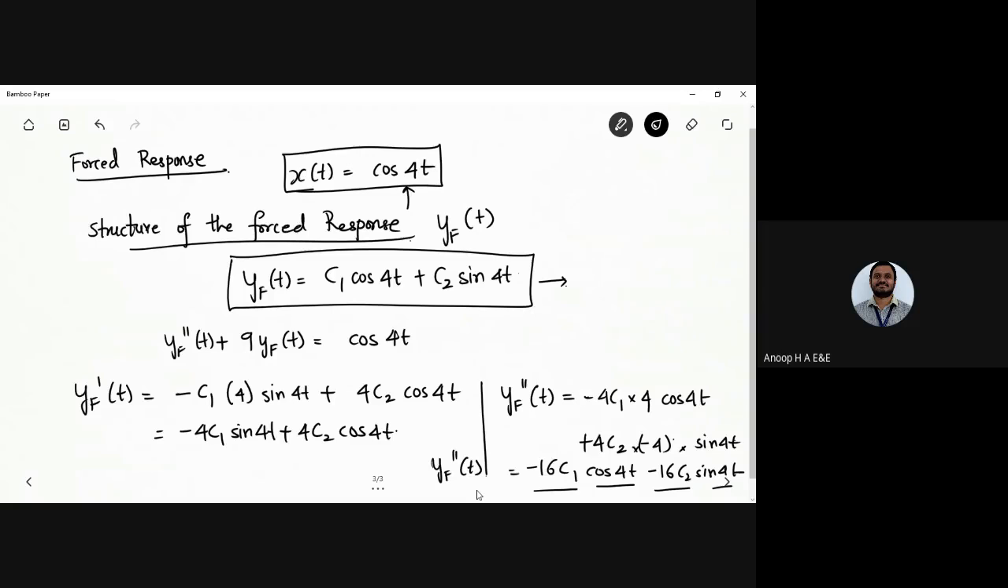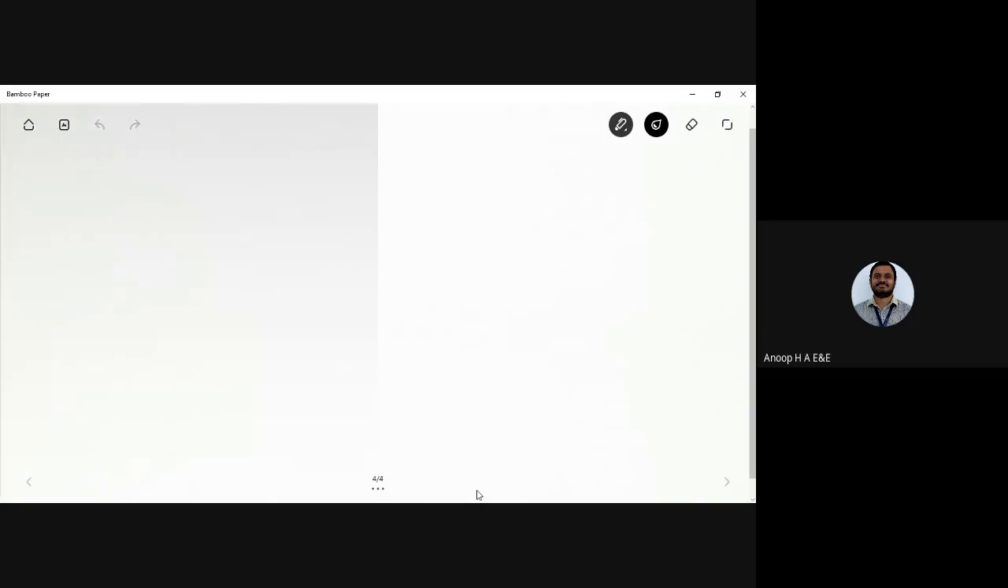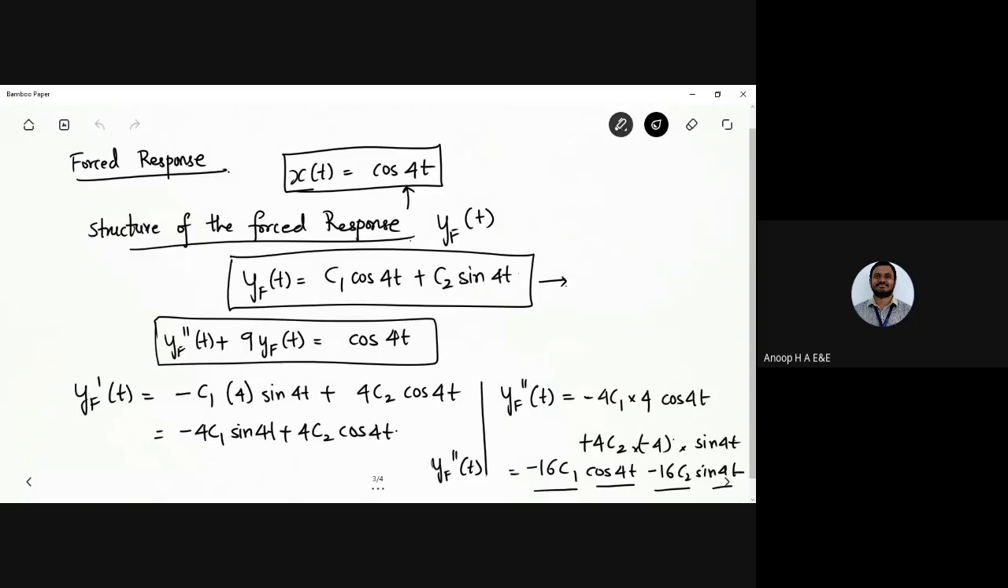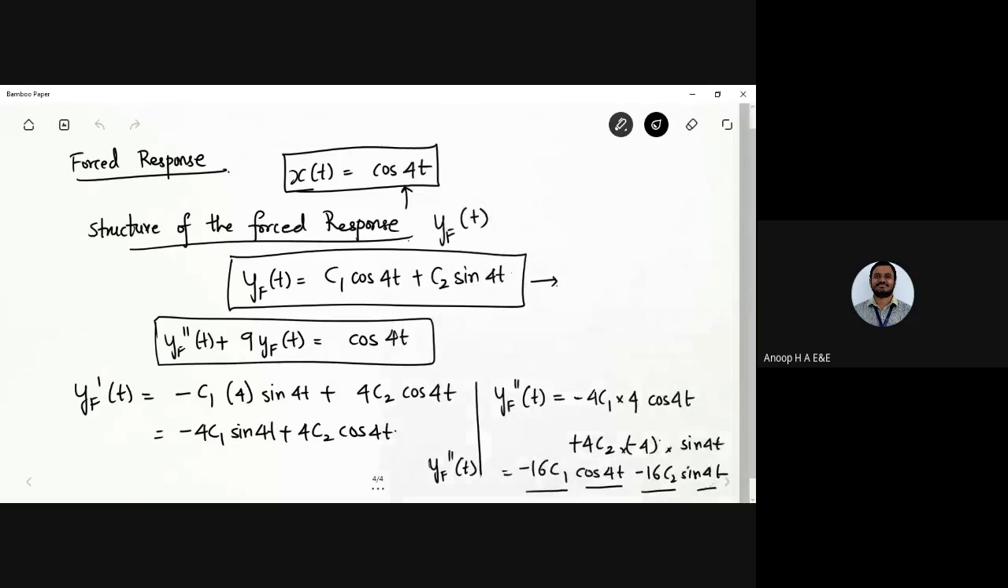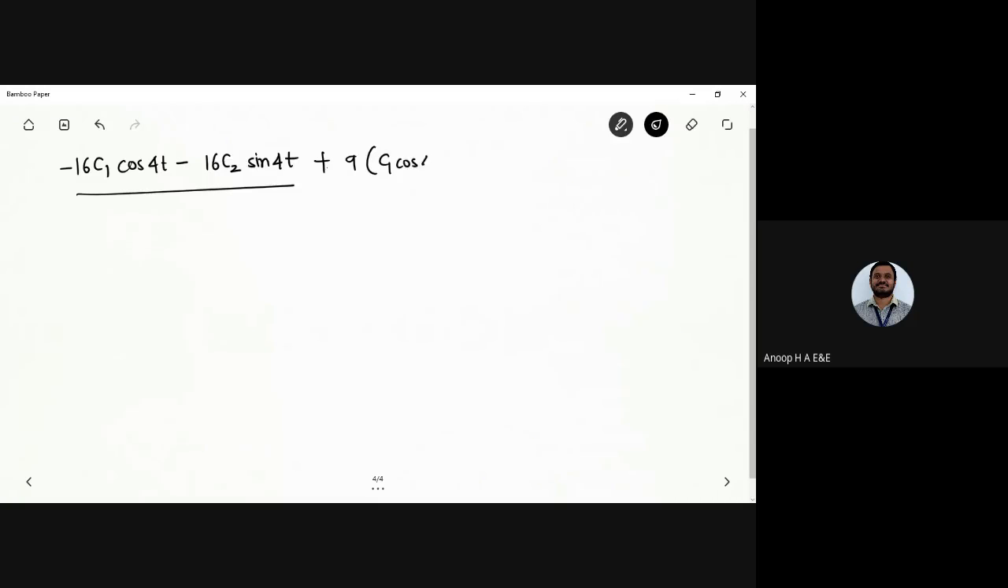Hope everyone is getting what I'm writing here. So these expressions need to be substituted in the equation, replacing y double dash of t with yf double dash of t. So I can replace it with minus 16c1 cos 4t minus 16c2 sin 4t, plus 9 yf of t, that is 9 into c1 cos 4t plus c2 sin 4t, and that would be equal to cos 4t.